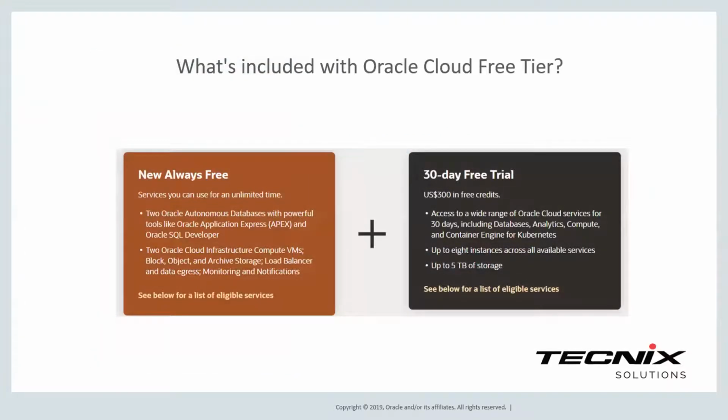But what is included in Oracle Cloud Free Tier? The new Oracle Cloud Free Tier includes 2 Autonomous Databases. So I propose you create your free account and start testing the Oracle Autonomous Database. It also includes 2 Oracle Cloud Infrastructure Compute VMs, block, object, load balancer, and monitoring and notification. That is free, always free for unlimited time.